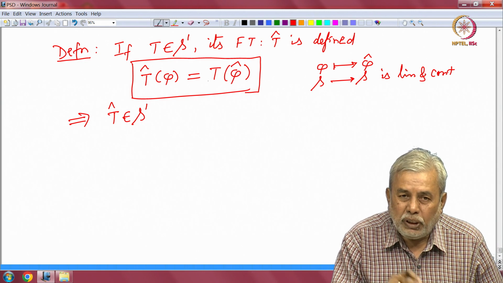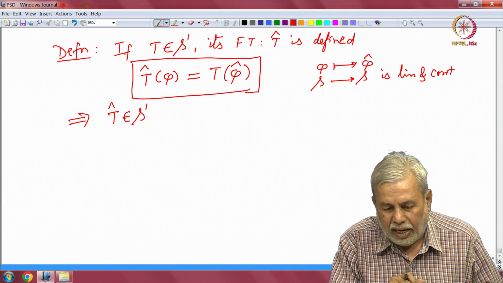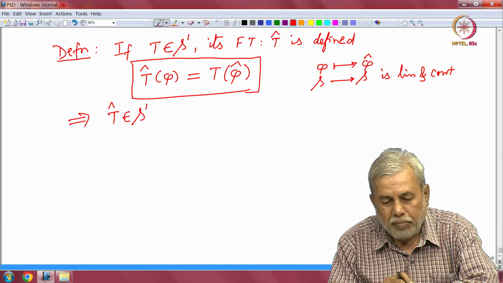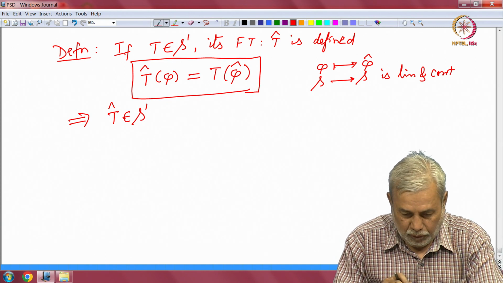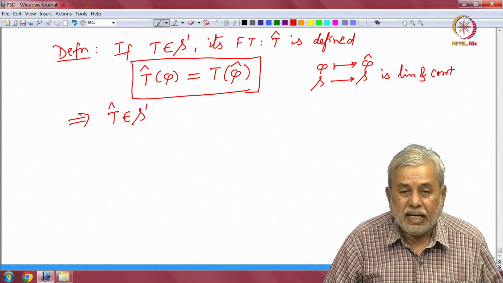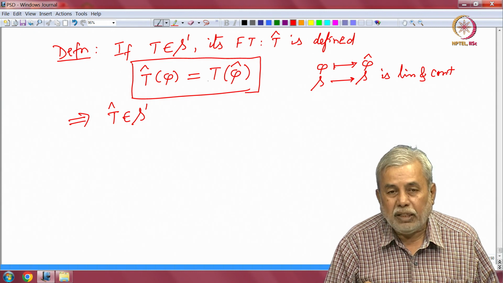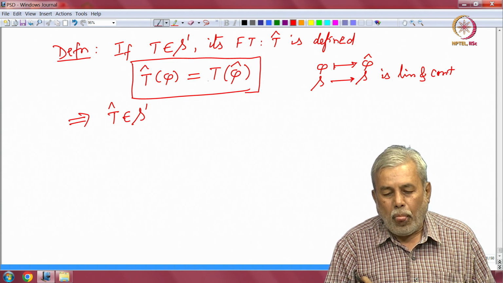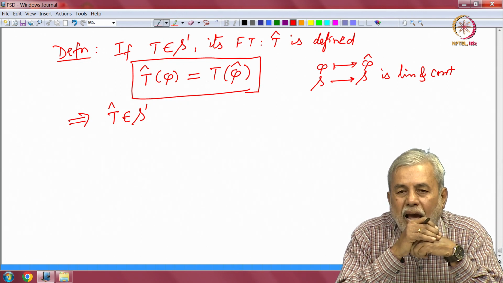Such a thing was not possible for distributions. For example, if you take C infinity functions with compact support, certainly we can define the Fourier transform, but then the Fourier transform will not have compact support. In fact, that is a big result leading to the Paley-Wiener theorem and the Heisenberg uncertainty principle, which states that only one of the two functions phi and phi cap can have compact support.